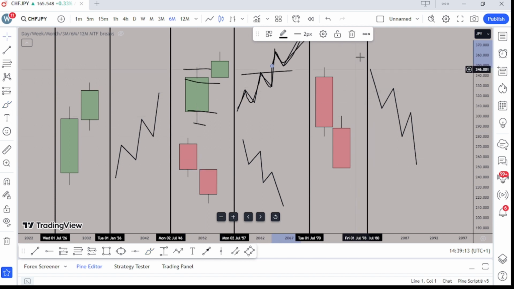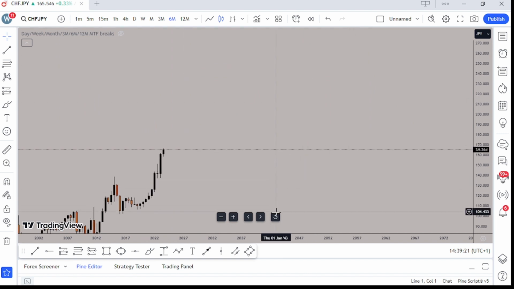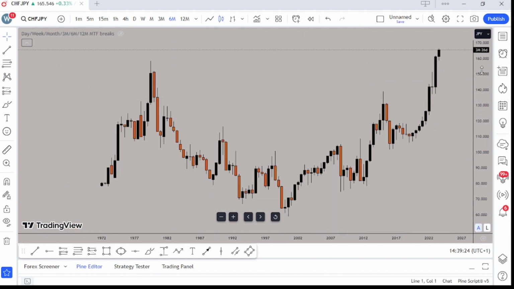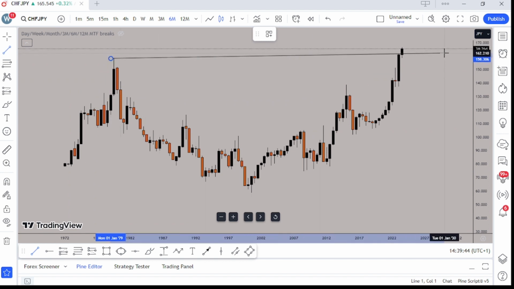So a quick one, let's go to the chart, then let's view from the chart. Now this is CHF JPY. The power of candlestick, how to read it, and the formation. First, we'll draw out our support or our resistance. Now this is an area.